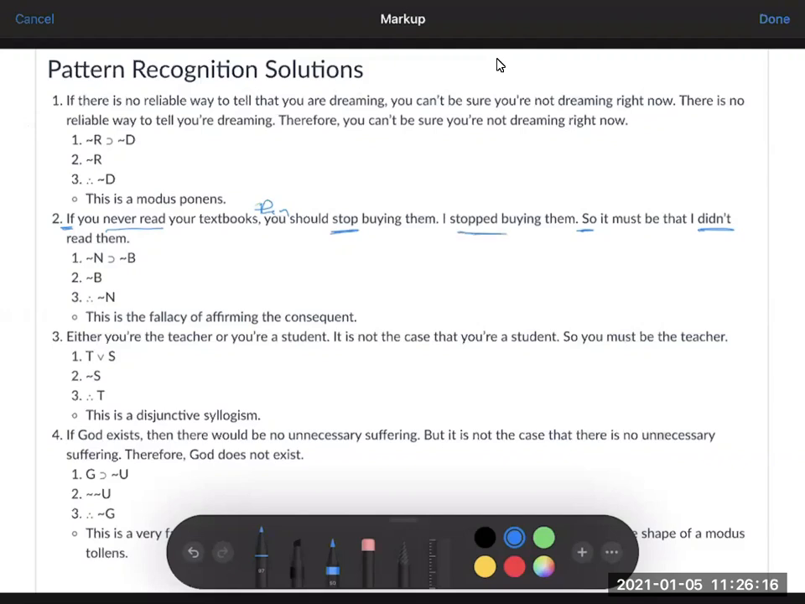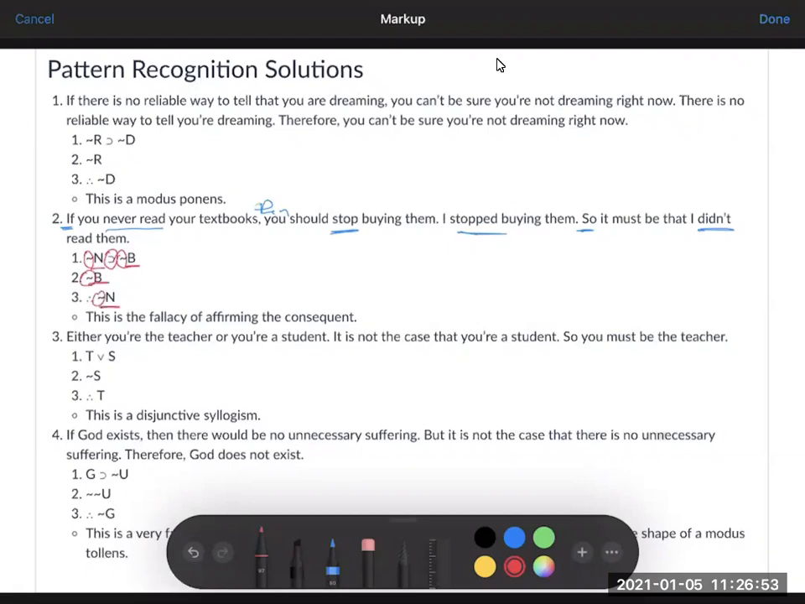Okay, so what I see here then is N, I suppose it stands for read your textbooks, but when you translate it to TL, essentially what you're saying is if it's not the case that you read your textbooks, then it should not be the case that you buy your textbooks. That's essentially what's being said there. You don't buy your textbooks, or someone doesn't buy their textbooks. So we can infer that they don't read their textbooks.